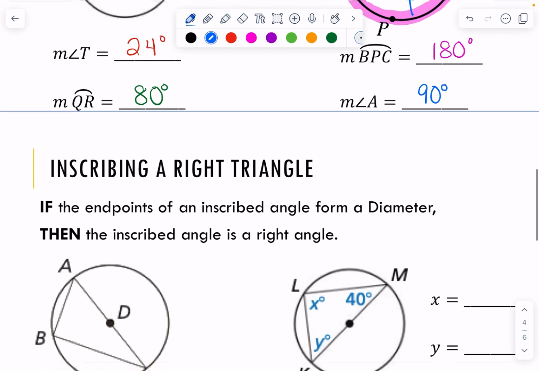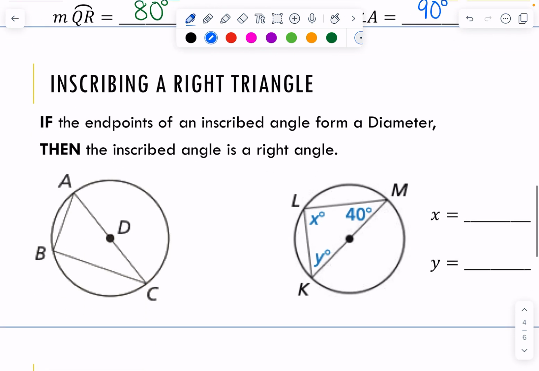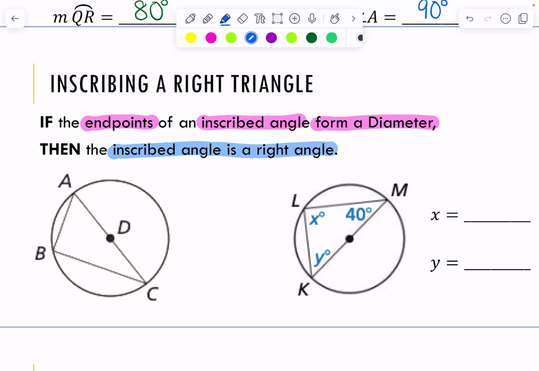Now, let's go through a couple rules that we know here. Inscribing a right triangle, if the endpoints of an inscribed angle form a diameter, that's a key. The endpoints form a diameter. So if the endpoints of an inscribed angle form a diameter, then the inscribed angle is a right angle. So let's look at this here. If we look on this first one, I notice that the inscribed angle ABC forms the diameter AC. This is my diameter.